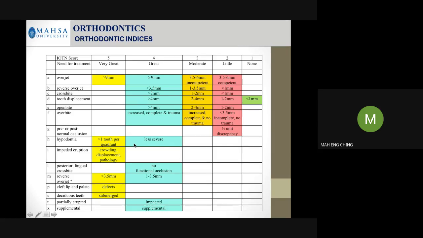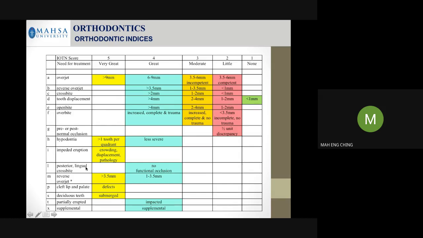4H. So if more than 1-2 per quadrant, which usually need the restorative specialist to come in to fill up the gap, then consider 5H. More than 1-2 per quadrant. Impeded eruptions. It means the tooth is not visible. The tooth cannot be seen in the mouth. Consider impacted. Can be due to crowding, again with displacement of other teeth, or it can be due to pathology, cyst or whatever. Then consider 5I.